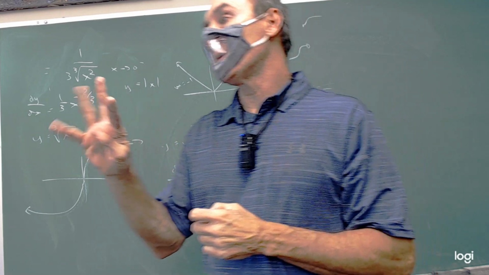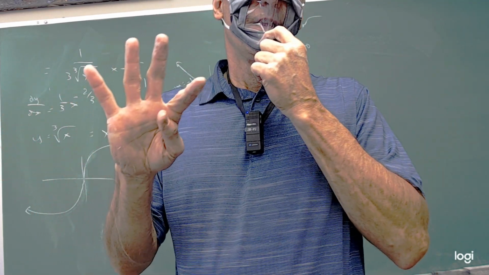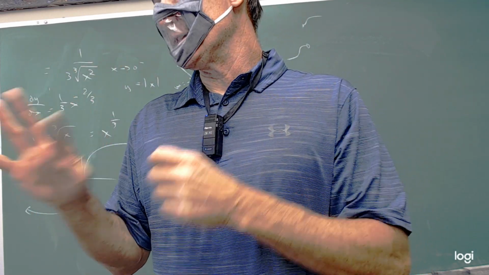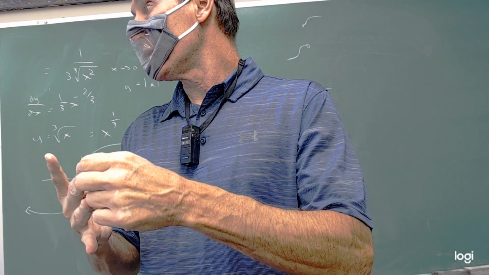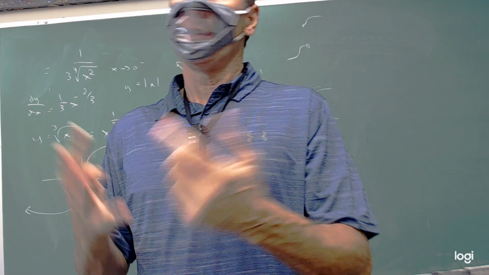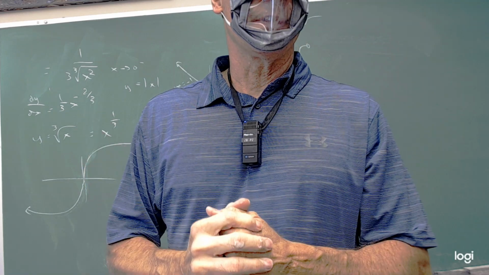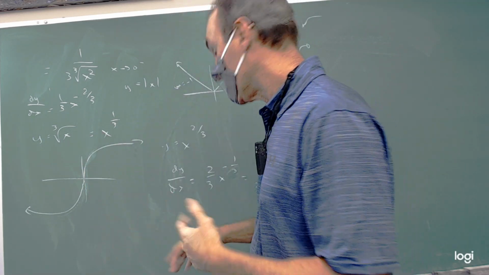So those are the four ways that we can get the derivative to not exist. Discontinuity, corner, cusp, vertical tangent. Gotta know those. That's important, okay? And you have to know their names as well.